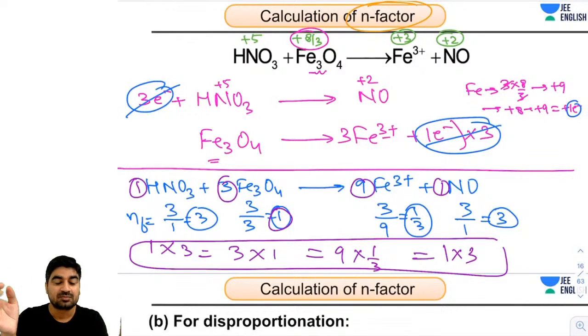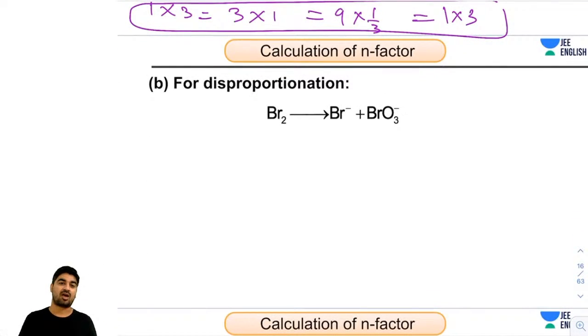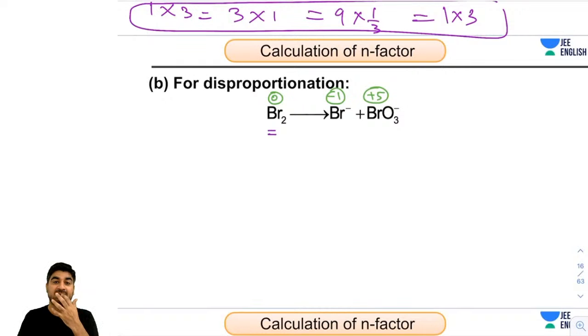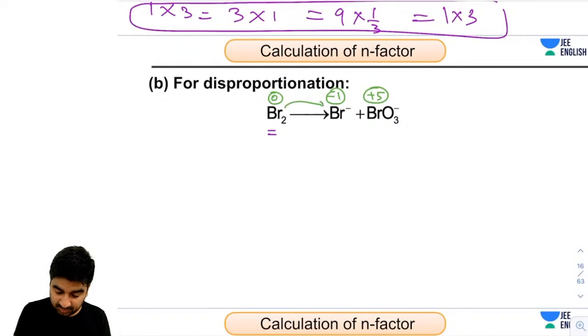So guys, I told you how to calculate the n factor for simple redox. Now let's talk about disproportionation. How will you do it? So guys, here you know what is disproportionation. I have already explained it in the previous class. This is 0. This is going into -1. This is going into +5, right? So bromine is moving from 0 to -1, so reduction of bromine is taking place. And 0 to +5, again oxidation of bromine is taking place, right?